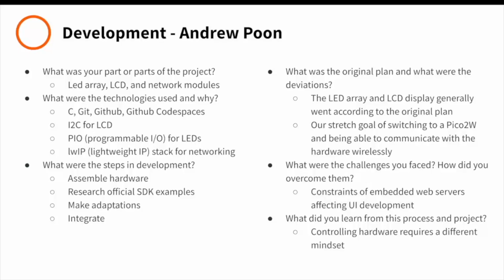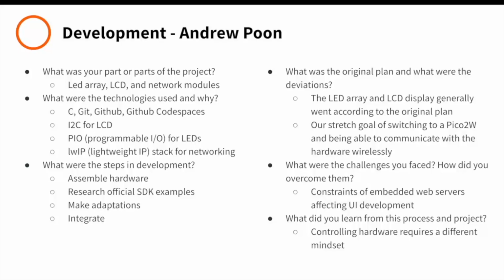And just like the DHT20 sensor, the LCD uses the I2C protocol. I2C allows multiple devices to talk using just two wires, which helps make wiring much cleaner. For the LED strip, I used PIO, programmable I/O. Unlike the sensor, LEDs need precise timing, so the PIO handles that fast signaling better. The LWIP stack, which stands for lightweight IP, was used for the network module, and this is pretty commonly used with microcontrollers due to how lightweight and low memory it is.